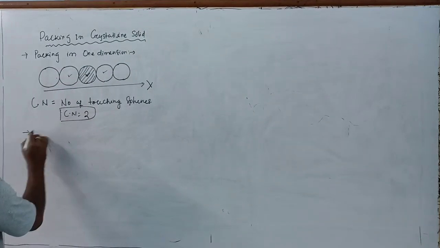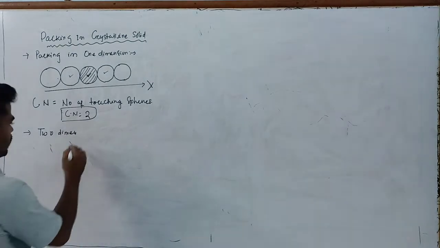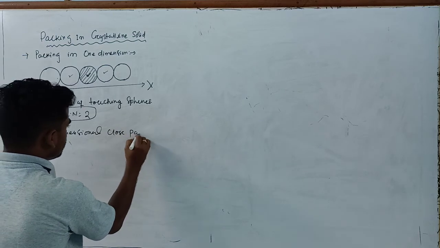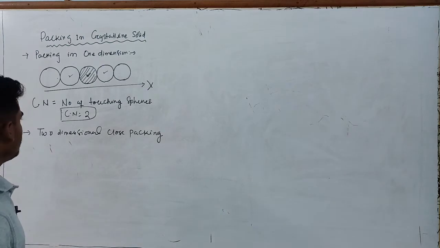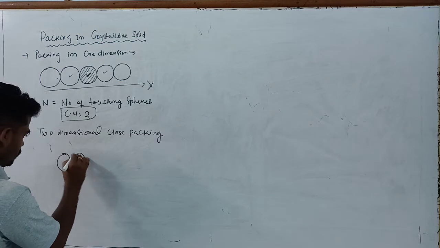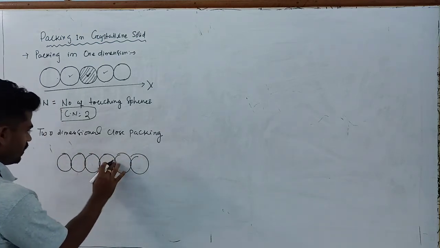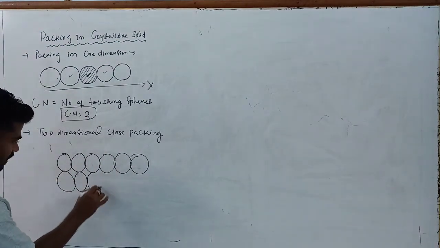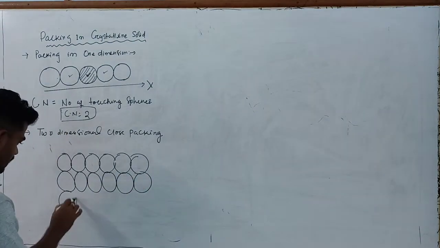Next, two dimensional packing, or close packing in 2 dimensions. If I consider 2 dimensional close packing, then I have to consider two axes, x and y. The packing is like this. Suppose this is one layer, clear, one layer, and another row is just vertically aligned to the first layer. See, and another layer is like this.